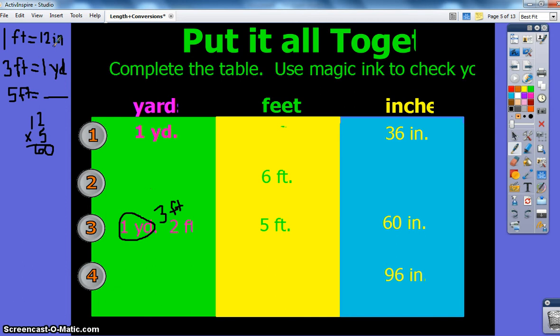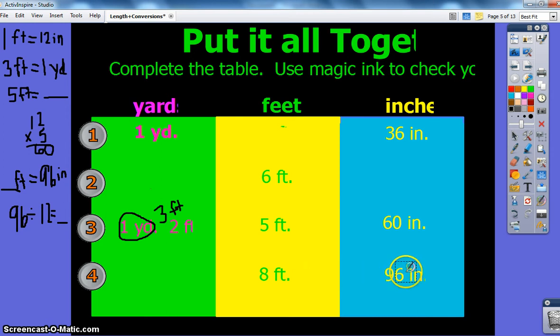Okay, so if 1 foot equals 12 inches, and you have 96 inches, and you want to know how many feet that is, you're simply going to do what? Right, divide 96 by 12. Okay, so think backwards. Blank times 12 equals 96. You said 8. You are correct.